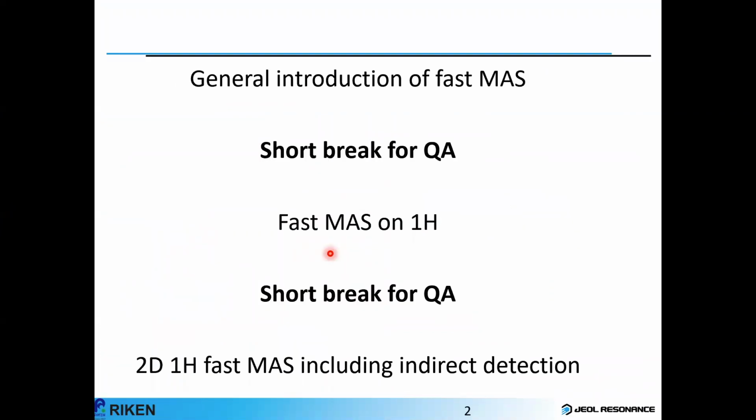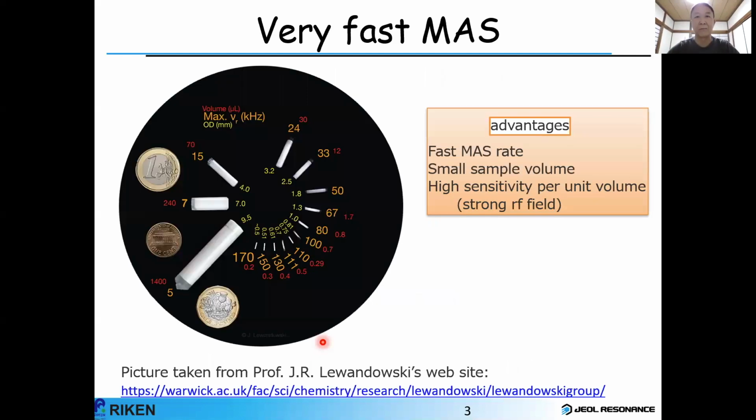I divide my talk into three different parts. The first part is a general introduction of fast MAS experiment, and then we have a short break for Q&A. Following the first short break, I want to show several aspects of proton NMR, where fast MAS is heavily used. Then following the second Q&A session, I will show you the 2D proton-based experiment at fast MAS. So let me start from the first topic, the introduction of very fast MAS.